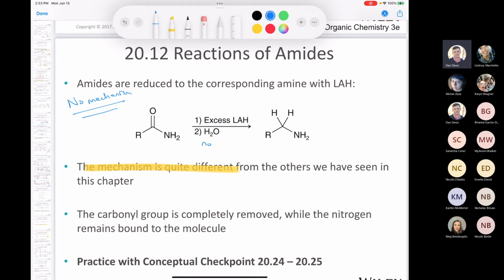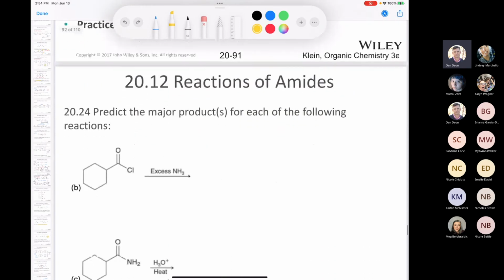I'm going to put here not hydronium. Why couldn't it be hydronium in this case? Because if it was, you would end up with this. You wouldn't end up with an amine. You would end up with an ammonium salt. And the carbonyl is basically just excised from the molecule. So you're kind of just taking a pencil and just erasing that off of there. So very interesting mechanism, but not covered in our textbook, therefore not required for this class. Let's try a couple of practice problems, and we'll take another break.